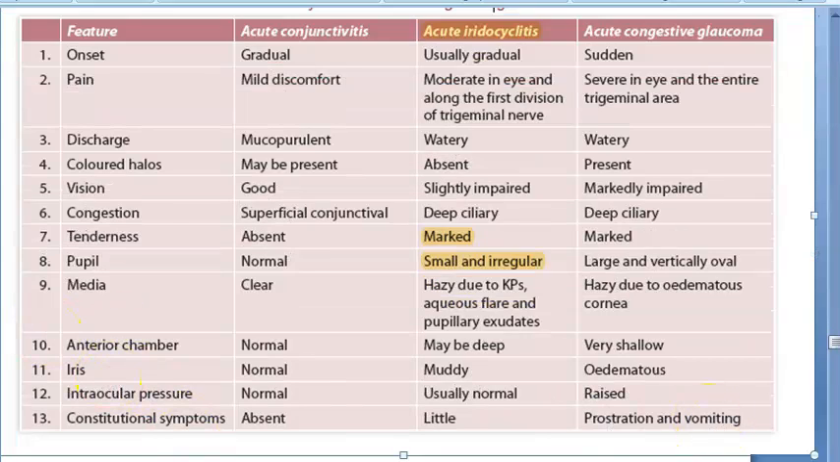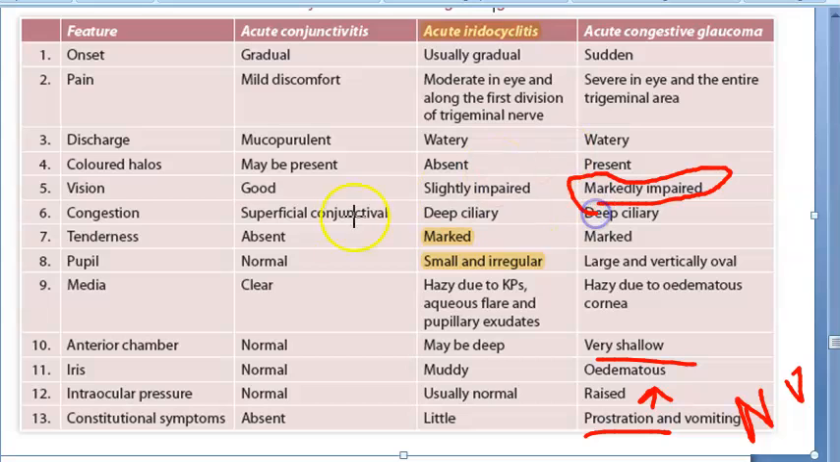Then you can see here the intraocular pressure is raised in congestive glaucoma. These people can have nausea, vomiting, prostration, they have written here because of the sudden pain, right? Anterior chamber will be very shallow. Then what else are you seeing? That's it. Marked impairment of vision, because in conjunctivitis and all, vision is perfectly fine, right? Iridocyclitis slightly impaired, but vision is hampered in acute congestive glaucoma.